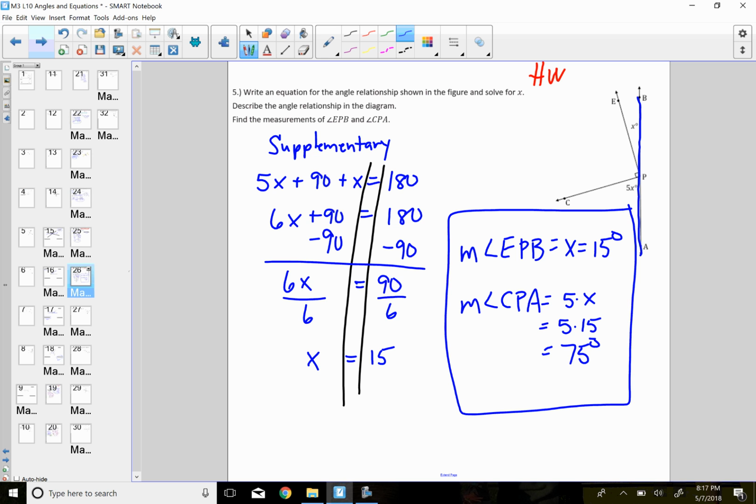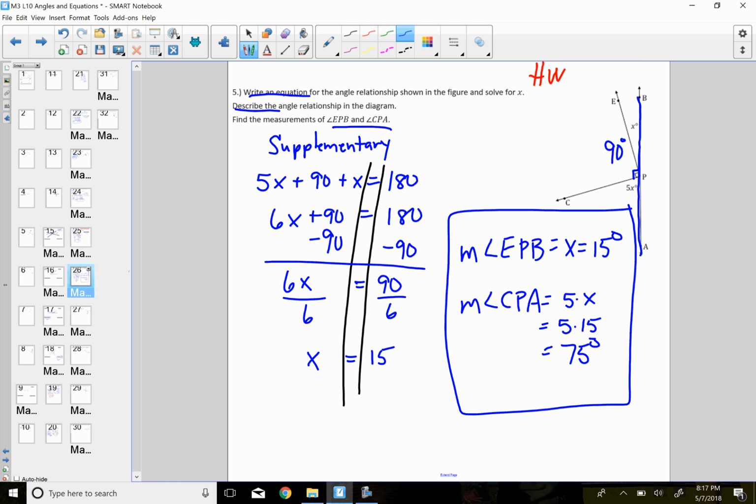Question 5, same idea. They wanted us to write an equation, describe the relationship, and find these two angles. So they're described as supplementary. Again, these three angles make a straight line, 180 degrees. So the equation would be to add the three angles together to get 180. Now 90, remember that little square means 90 degrees. They're going to try to trick you, but instead of writing the 90, they're going to draw a picture to make sure you catch it.